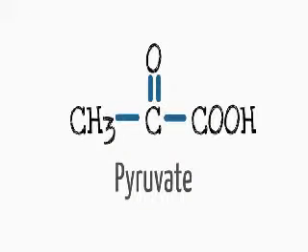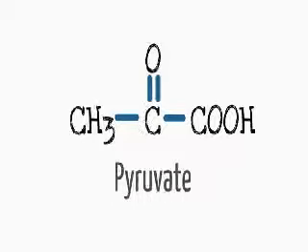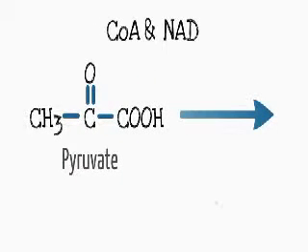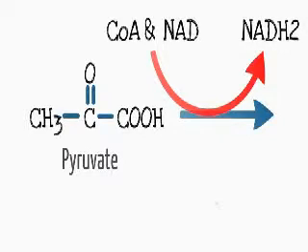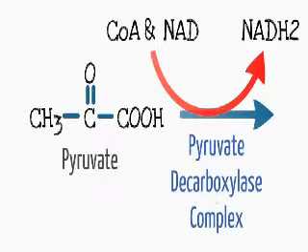I would either draw out the Krebs cycle and make notes, or print out the diagram we have provided from the link in the description below and make notes on that. If you remember, after the end of glycolysis, pyruvate is converted by pyruvate decarboxylase complex to acetyl-CoA and carbon dioxide.